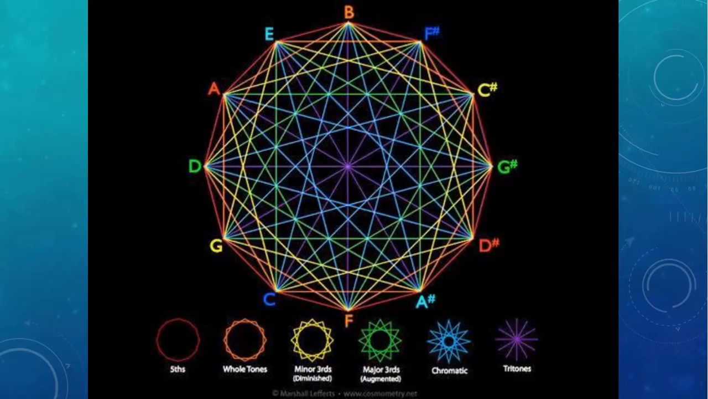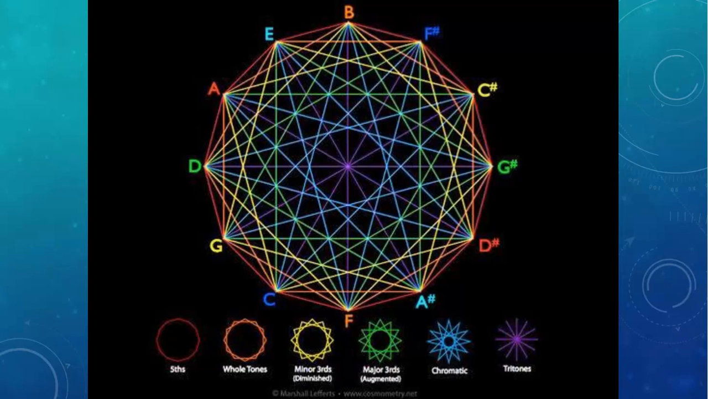Another thing that's cool to look at in network format are musical notes. You can see the red lines here are the jumps in fifths. The whole tones are illustrated by the orange lines, and if you trace those around, you can see they all skip a note on this circle. The minor thirds, diminished, are the yellow lines, and you can see they skip 2 notes before getting to their next note in their family.